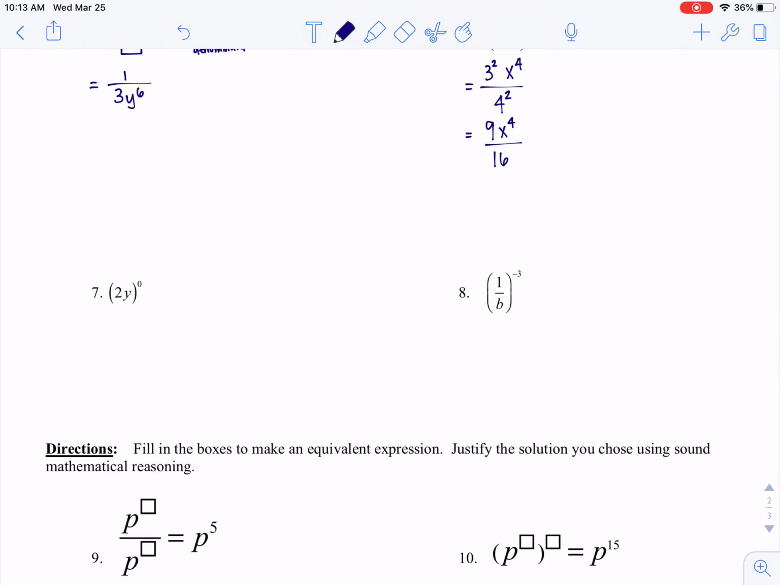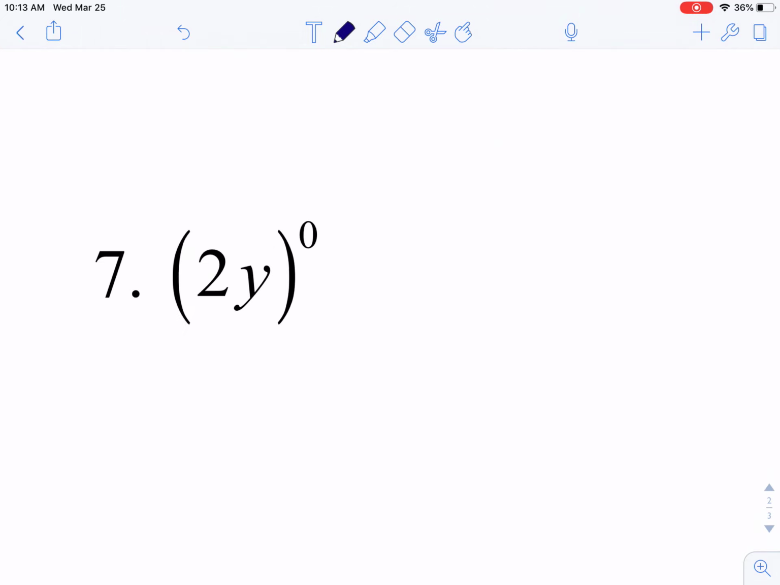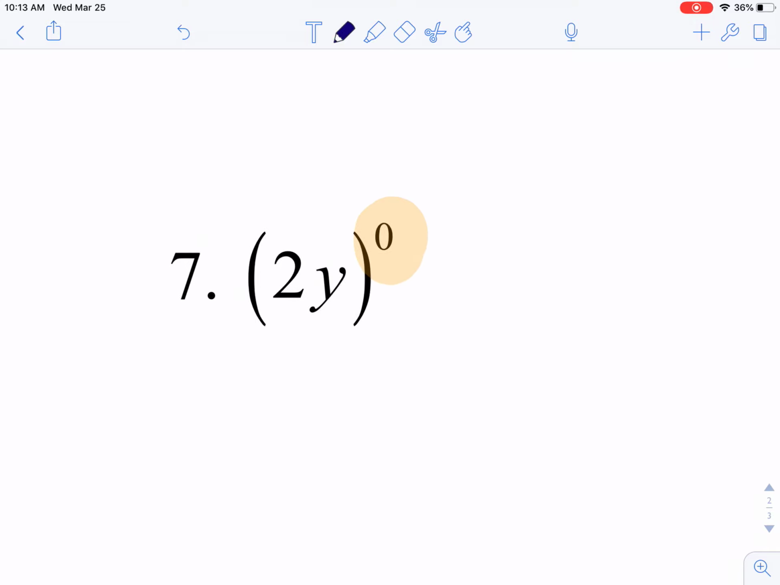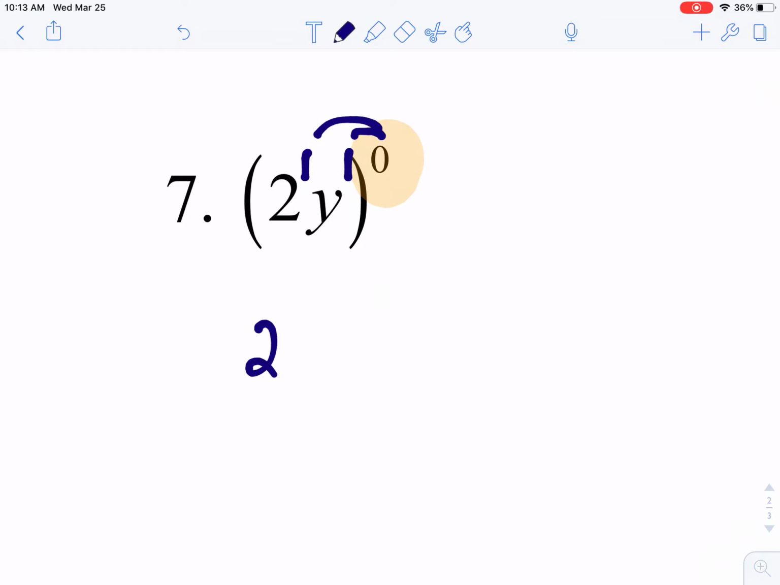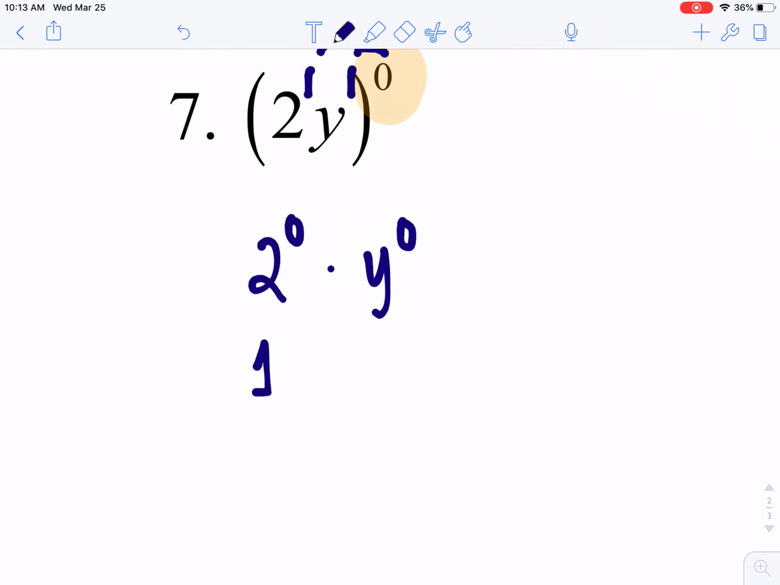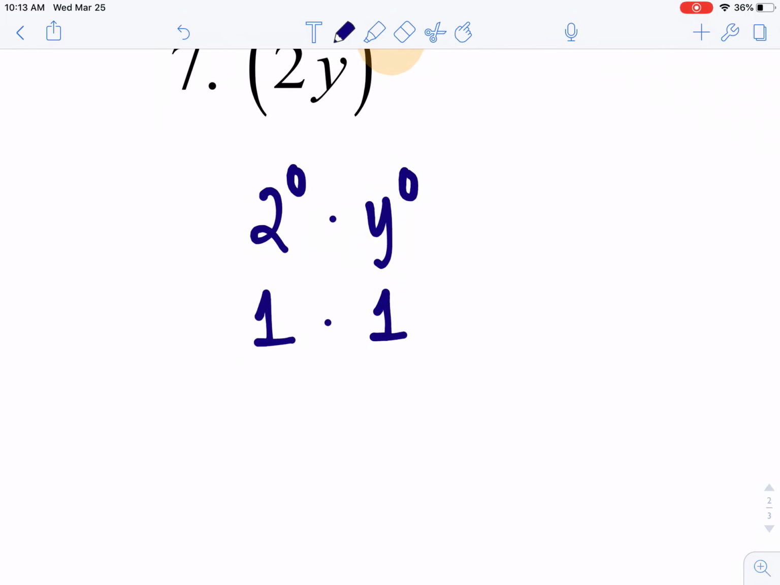Alright, so here we see that 0 exponent. We talked about this yesterday. Anything to the 0 power is going to end up being 1. So here is 2 and the y are raised to the first power, so we're going to multiply. So now it's going to be 2 to the 0 times y to the 0. This is going to be 1, and so is this. So it's going to equal 1 altogether.